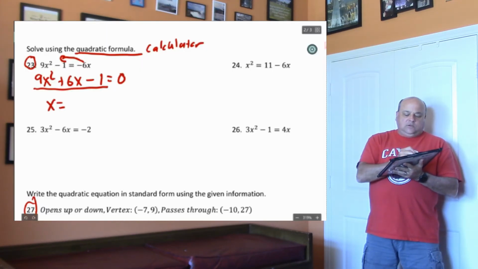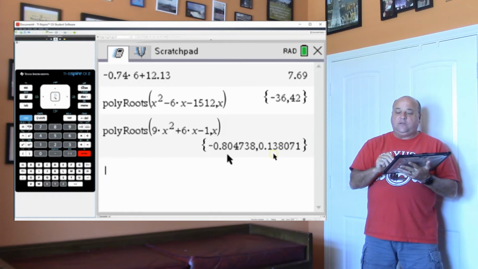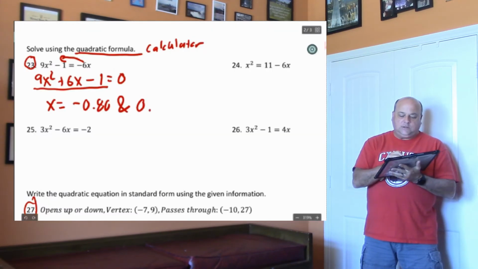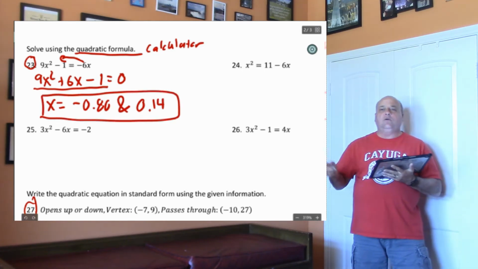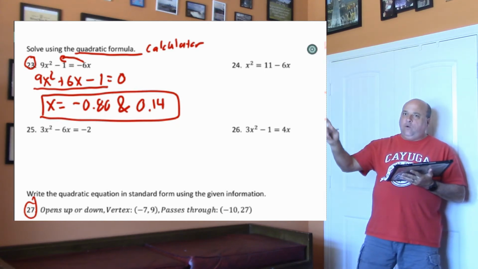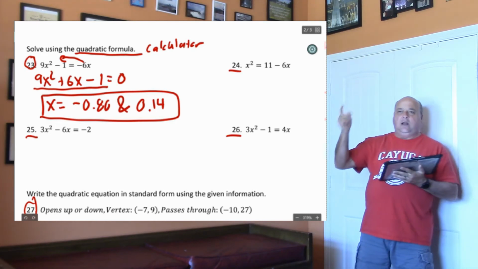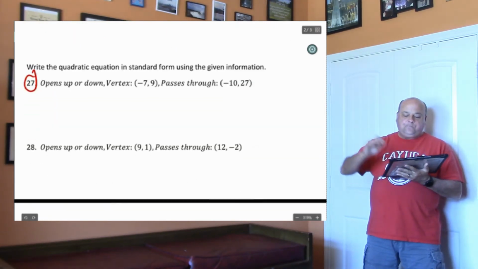So x equals negative 0.80, and the other one is 0.14. We're going to round the 3 up to a 4, right? So 0.14 or 14 hundredths. Those are the numbers where the parabola would cross the x-axis, okay? So you got to put them in the correct form, then use the calculator. Do all three of these with the calculator so you can get some reps. So you'll do all three of those, okay?